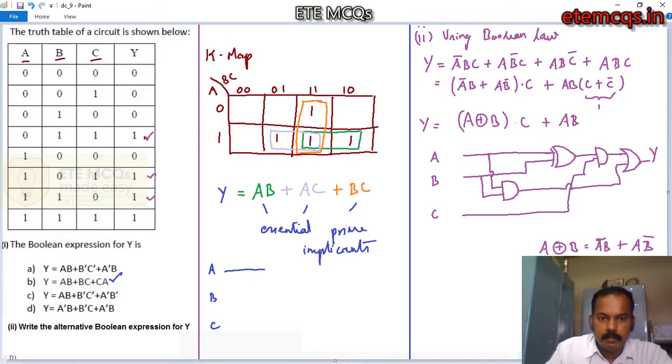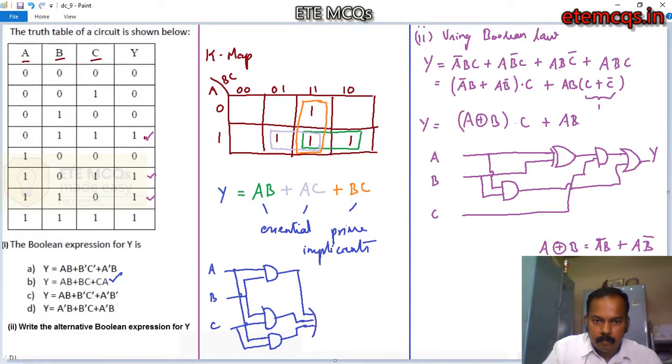Then we have A, B, and C. Here A and B are given as input to an AND gate. Next, B and C have to be taken. So I am just taking it along with B and C. You get the other term, and then you have A and C. So for A and C, all the three are given as input to the OR gate, a three input OR gate, and this is your output.